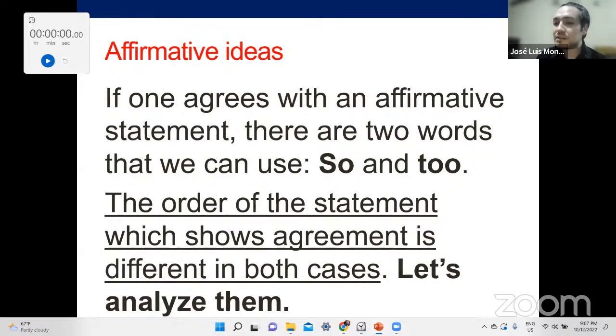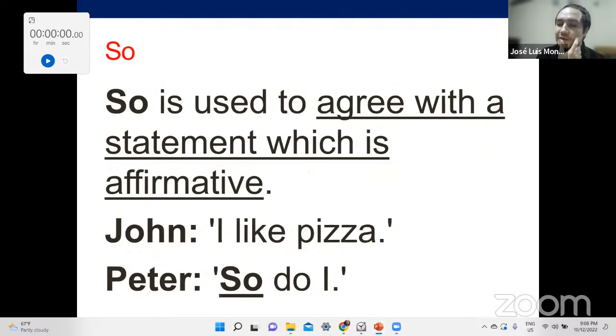Here, let's read just to complement this idea. Karen, let's read affirmative ideas, please. Okay. If one agrees with an affirmative statement, there are two words that we can use, "so" and "too." The order of the statement which shows agreement is different in both cases. Let's analyze them. Good. So this is the first one, right?